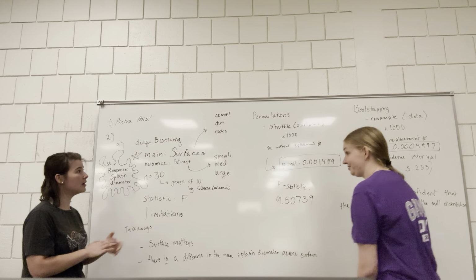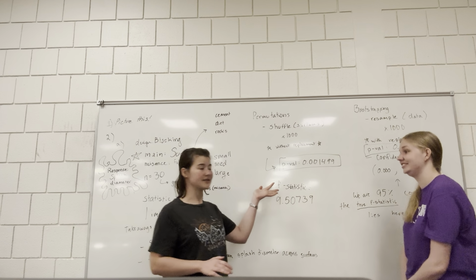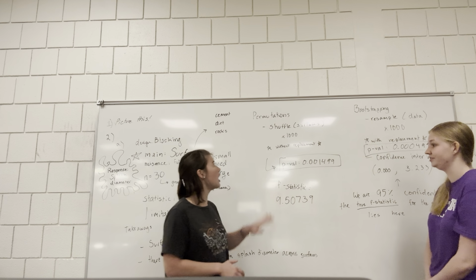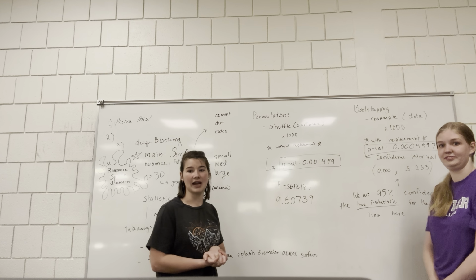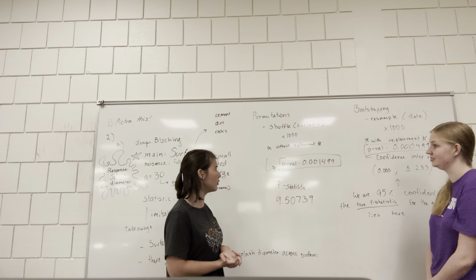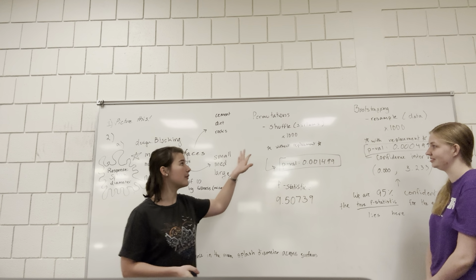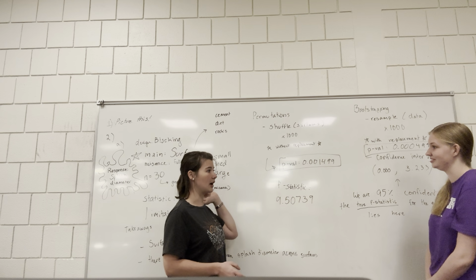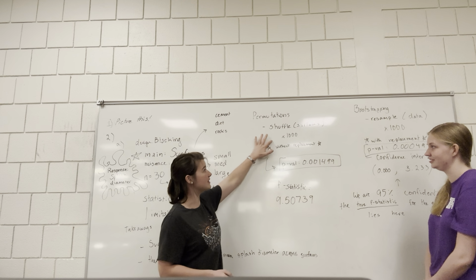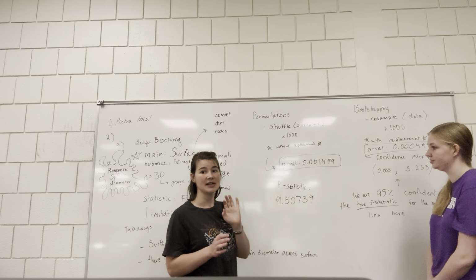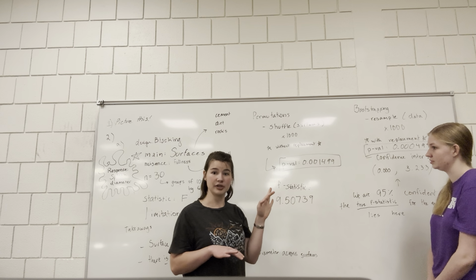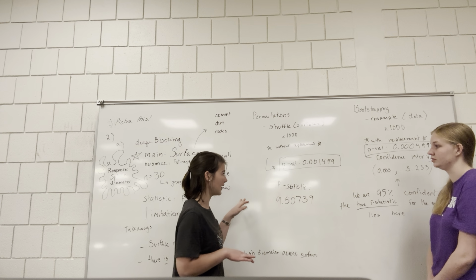Yes. So we did two major analyses. We did permutation and bootstrapping. For permutation, we created a custom function in our R code. And for that, we basically just shuffled the surfaces within the groups. And we did this 1,000 times to create a distribution of our F statistic.